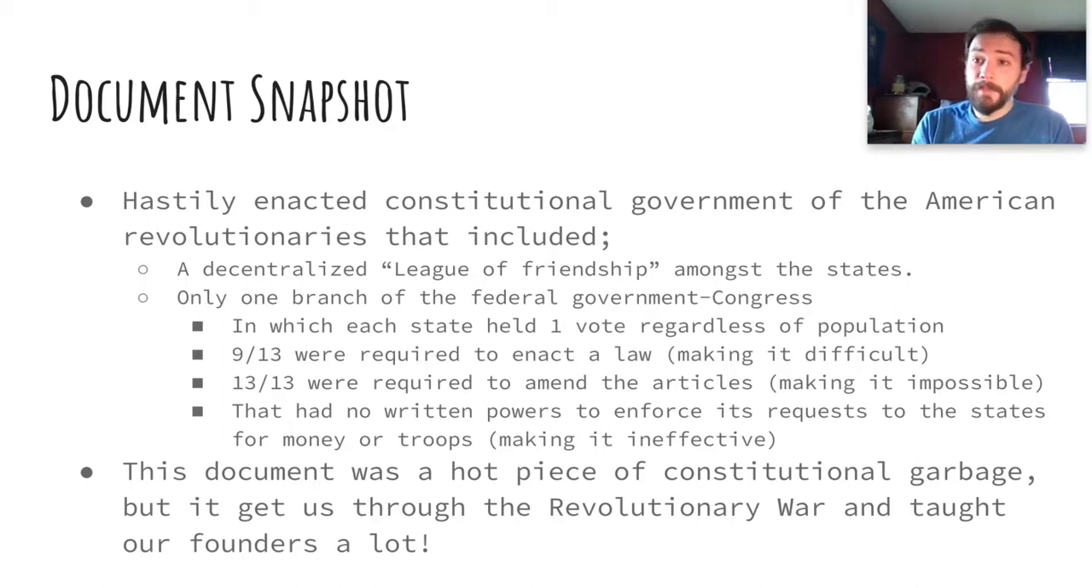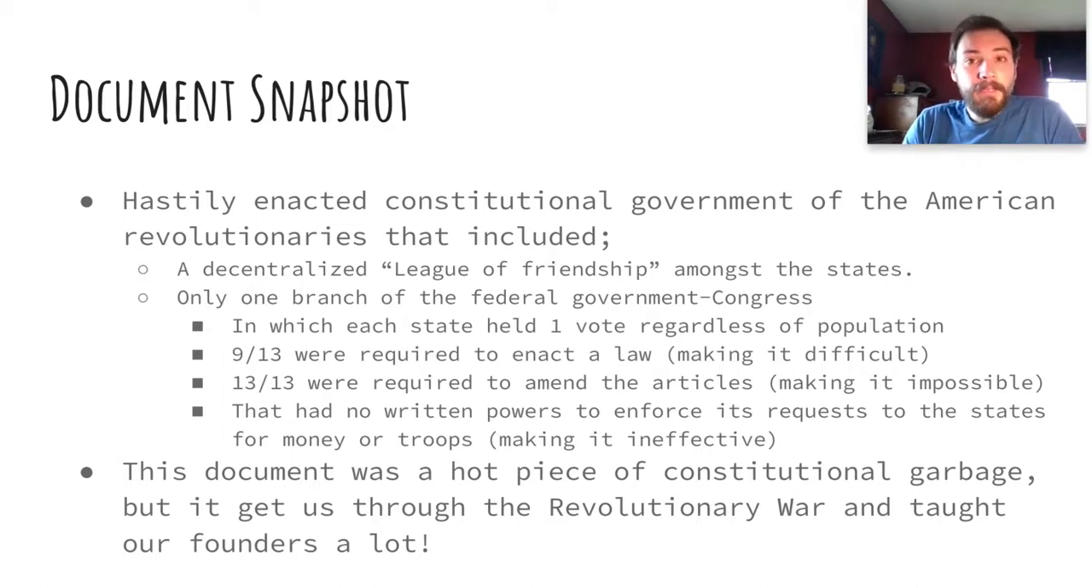Now, if you dig a little deeper and you look at that, every state, regardless of population, is equal in the federal Congress. Okay, the most populous state and the least populous state each get one vote. They can have more representatives, but they only get one vote. Then you look at how the laws are passed, or what percentage you need. 9 out of 13 states had to agree on enacting legislation. That is an extremely high bar in order to get a bill passed.